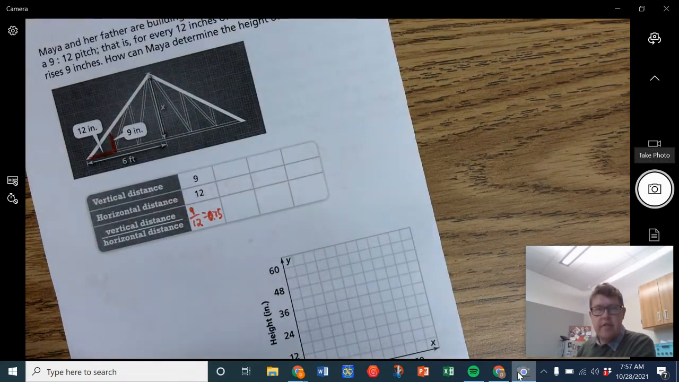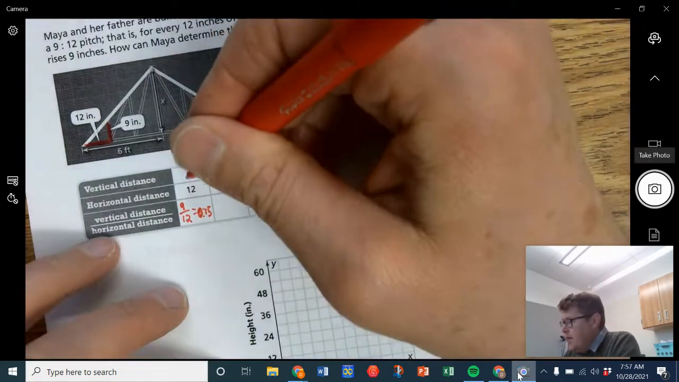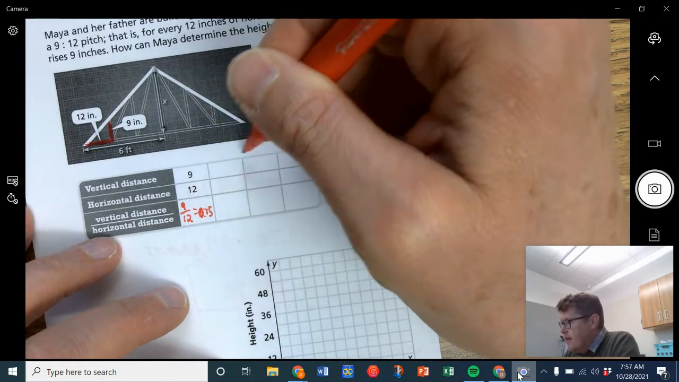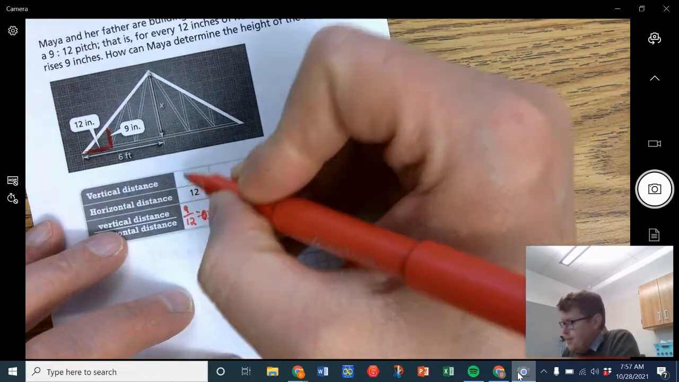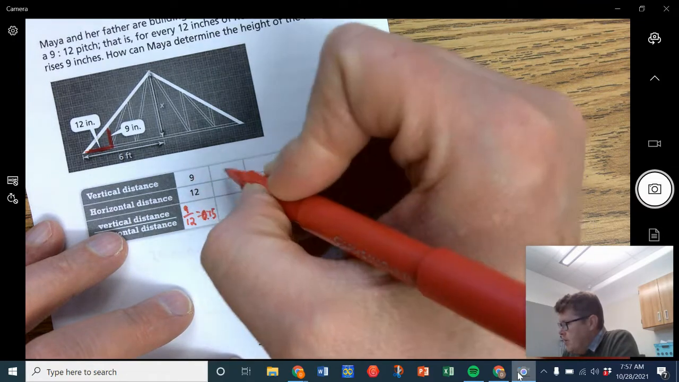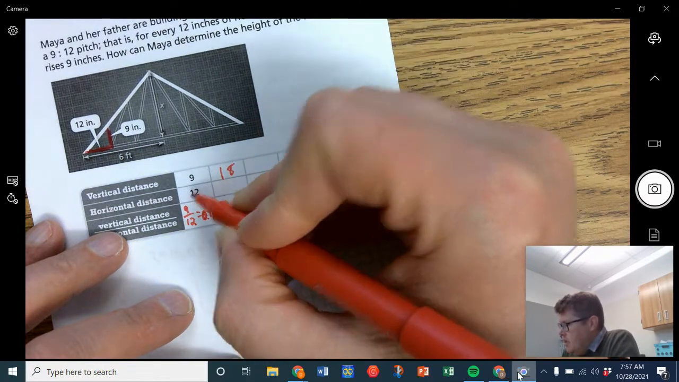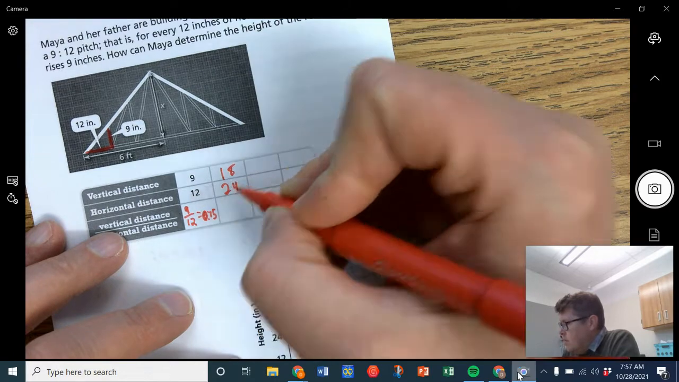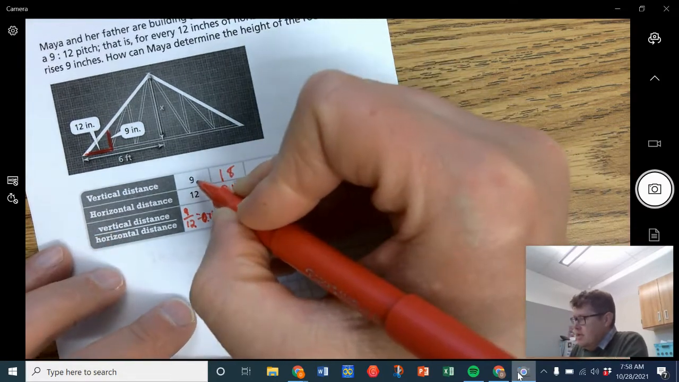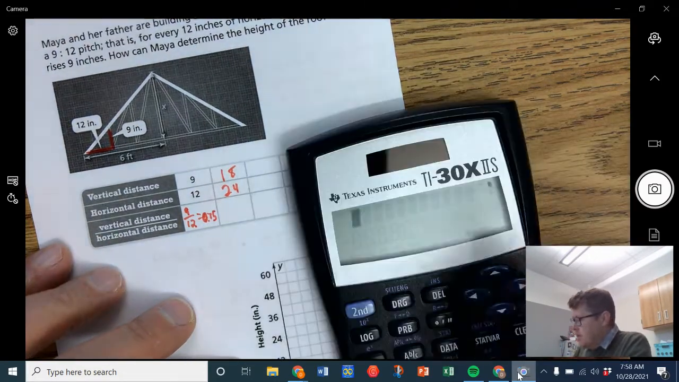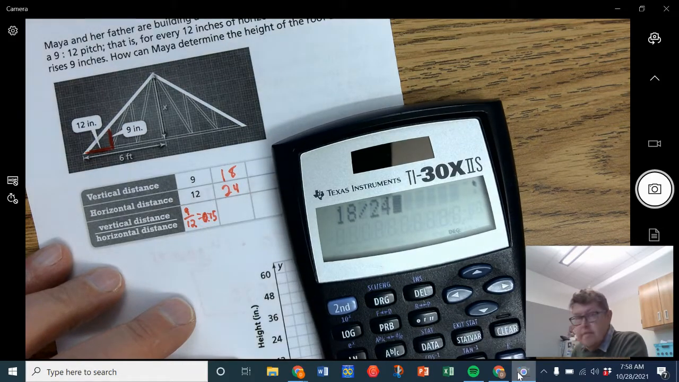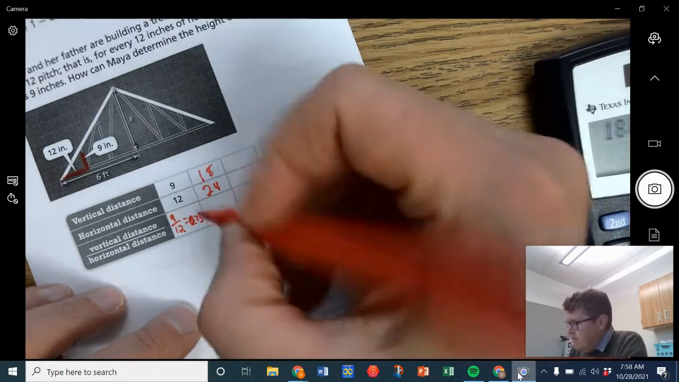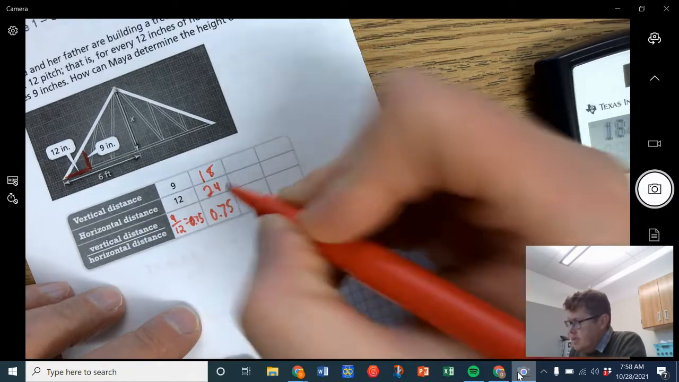Okay, so to fill out the rest of the table, we're just going up in increments of 9 and 12. So 9, if we double that, gets to 18. And if we double 12, we get to 24. If we're doubling the vertical distance, you have to double the horizontal distance. Then let's divide that out: 18 divided by 24 gets us to 0.75. Look at that.